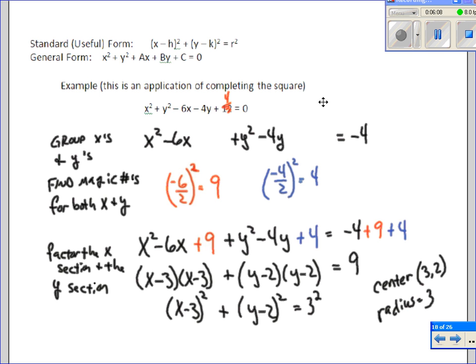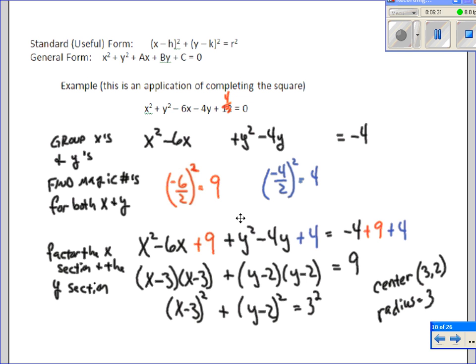Okay, so what we're going to do is complete the square. And notice I changed my problem here. So this is x squared plus y squared, subtract 6x, subtract 4y plus 4 equals 0. Becomes that a little nicer than what I originally had there. What we're going to do is group all the x's together, group the y's together, and move the 4 over to the other side of the equation, so it's now a negative 4.